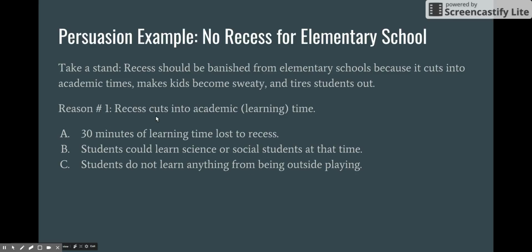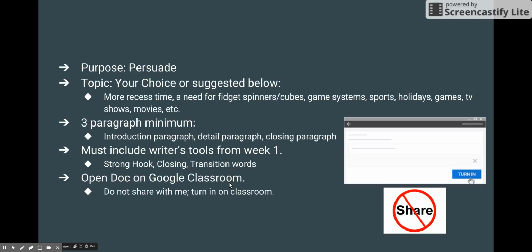If this is a whole paragraph, reason one, then these could possibly be at least 3 sentences already. It's very simple to do. There is a format to do it. Now, keep in mind that your purpose is to persuade, and it could be, think about your audience. Who are you trying to persuade with your writing?